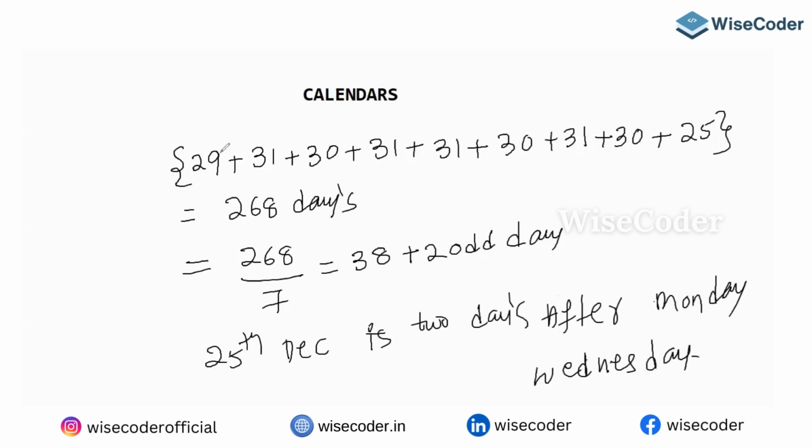So simple. After 1st April, you need to find out the number of days, write the number of days, divide by 7, and figure out the number of odd days. You can get your answer. Okay, let's go to the next question.